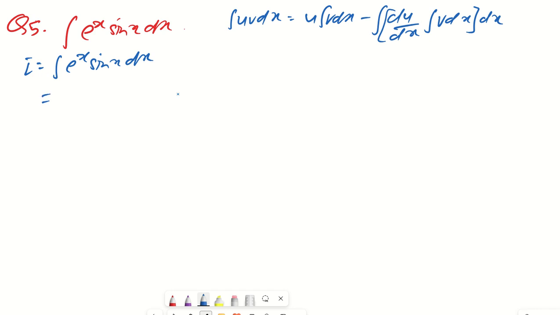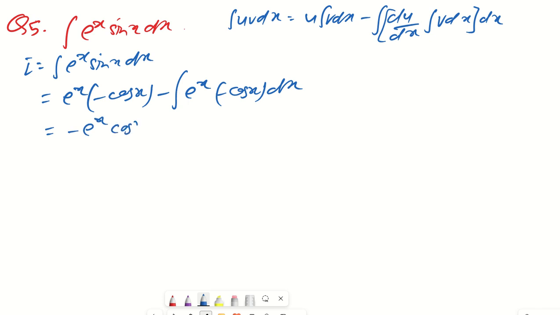So let us try to understand. The first function we will consider as e to the power x. So what are we going to get? We are going to get e to the power x into integration of sin x, that is minus cos x, minus integration of the differentiation of e to the power x, that is e to the power x, into integration of sin x, that is minus cos x, dx. So this we can write as minus e to the power x cos x, and minus minus becomes plus integration e to the power x cos x dx. So this is, let us say, equation number 1.